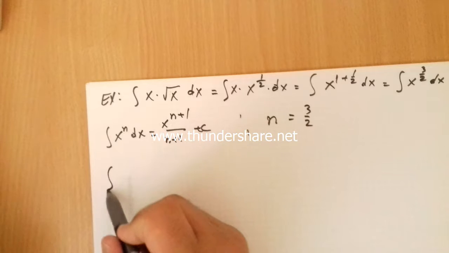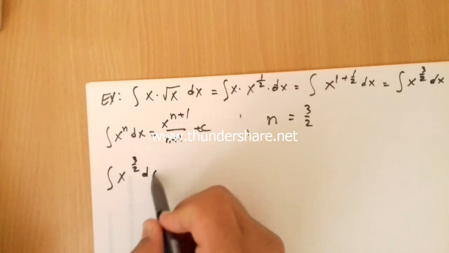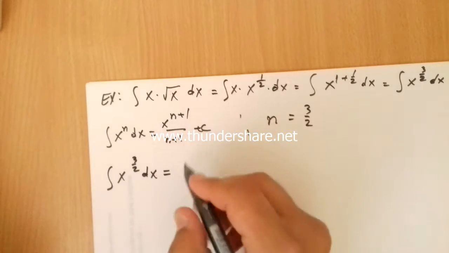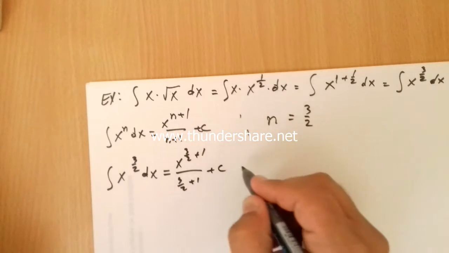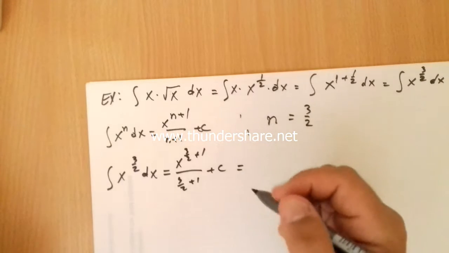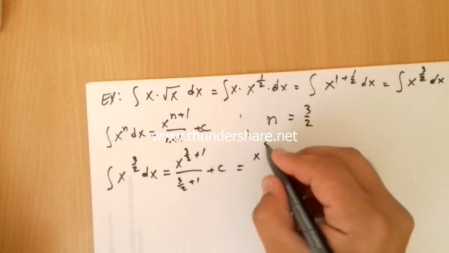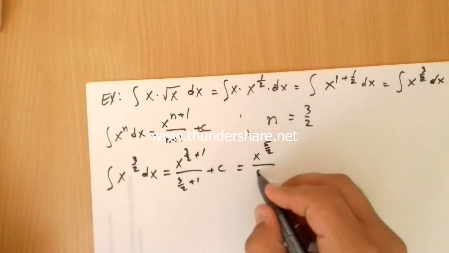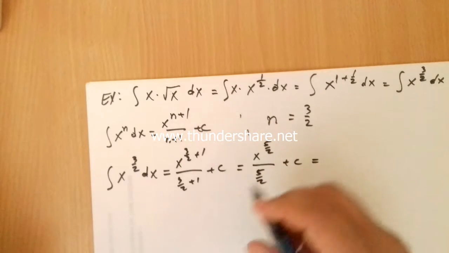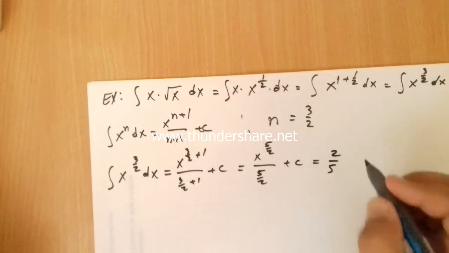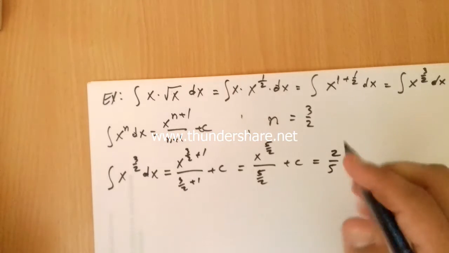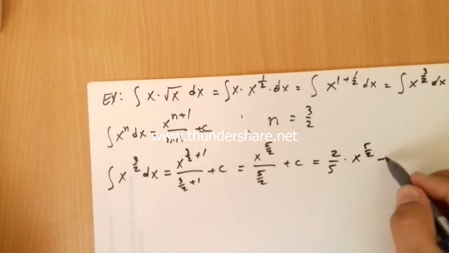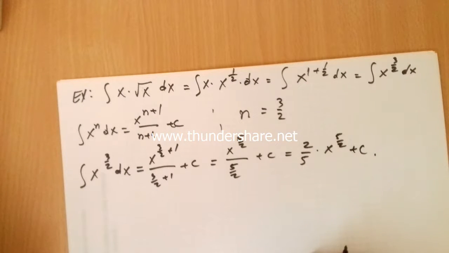So it would be x to the 3 over 2 plus 1, divided by 3 over 2 plus 1, plus c, and this would be equal to x to the 5 over 2 divided by 5 over 2, plus c, and this is going to be equal to 2 over 5, because we multiply by the reciprocal, times x to the 5 over 2 plus c. So this is the integral.